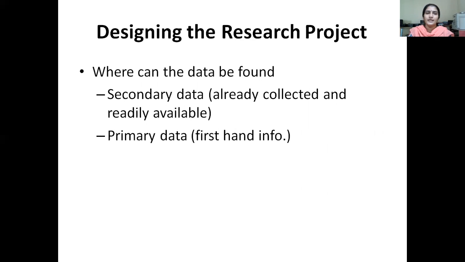Then designing the research project. So how can I design the research project? Where can the data be found, from where can I get the data? Secondary data is already collected and readily available, and we are going to use it. But the primary data, which is first-hand information, from where can I collect it? At this stage we are going to design where I can find my required data, both the primary and the secondary data.